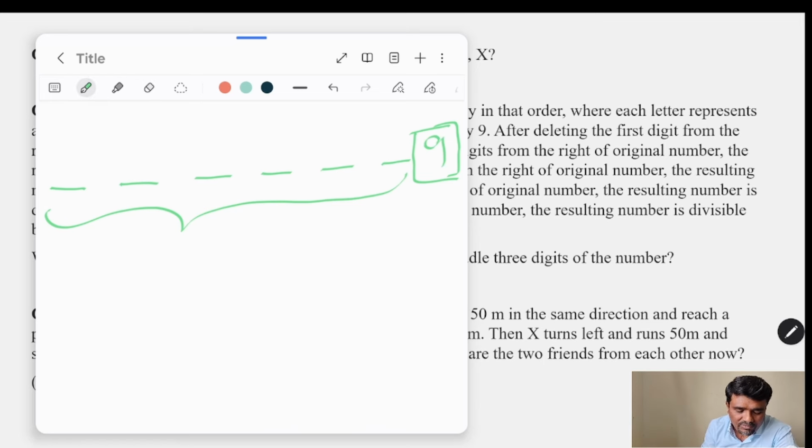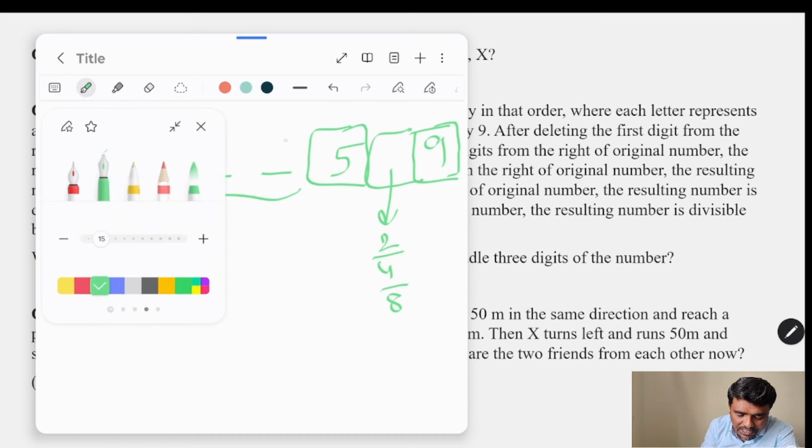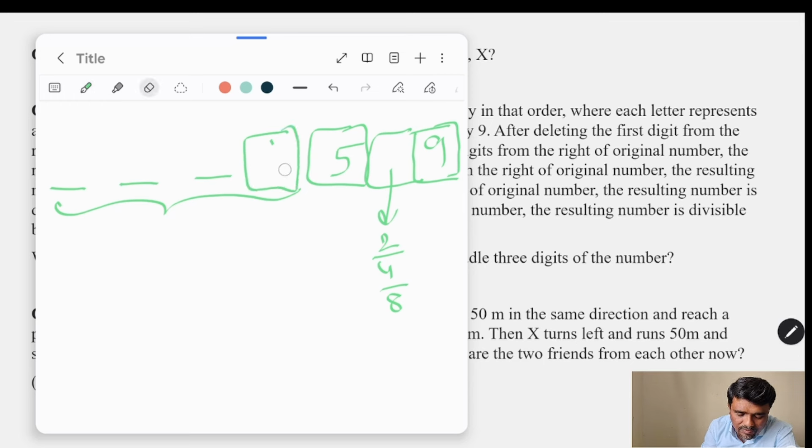So that is fixed. Now, the remaining number is divisible by 6, which means this digit must be an even digit. Then only it is a multiple of 6. So this is 2, 4, 8. I am just writing the possibilities. Once you remove the last two digits, the remaining number is divisible by 5, which means this digit must be 5 only. Either 5 or 0, but 0 is not there in the given digits. So 5 is fixed. Then this number is divisible by 4, which means this digit must be an even digit.